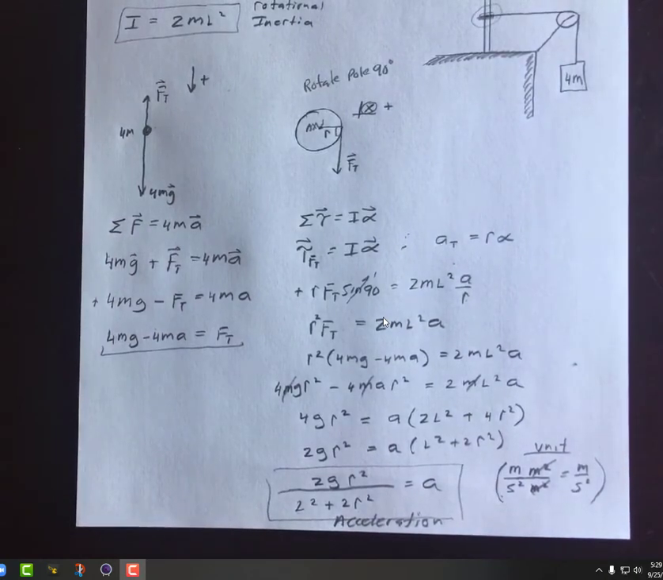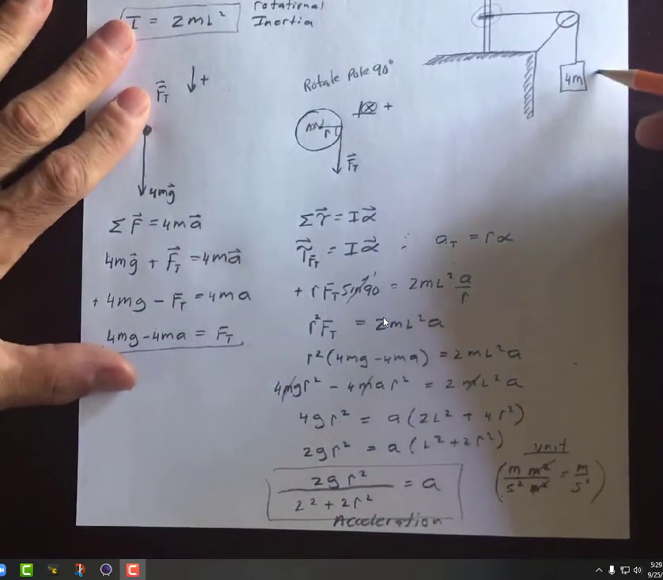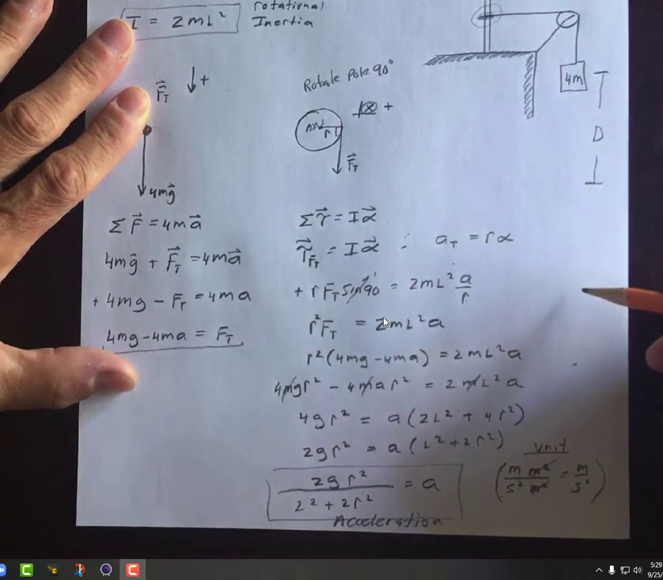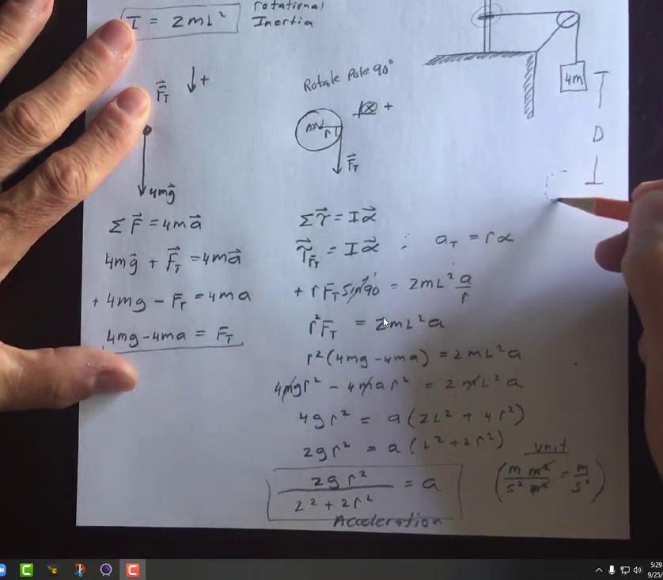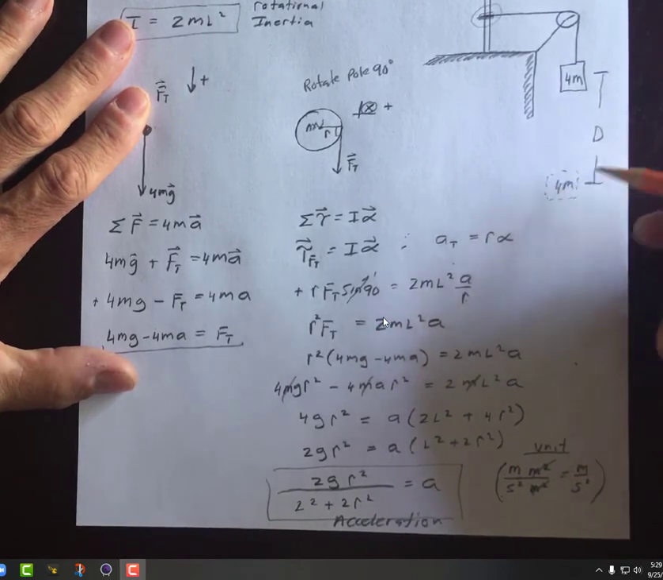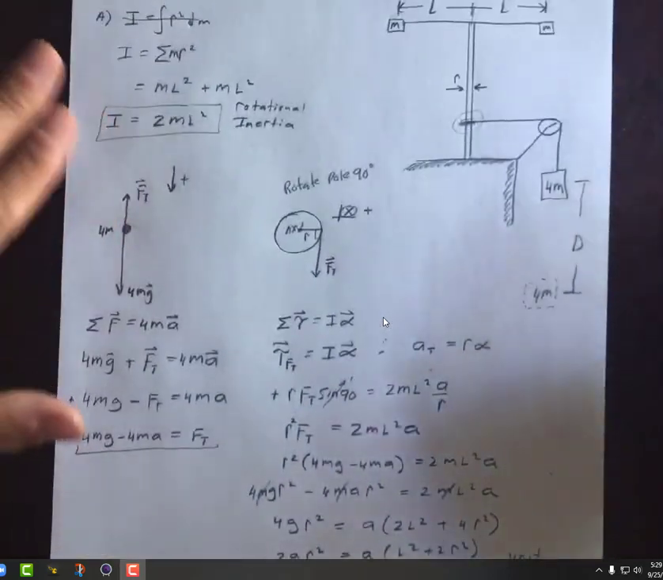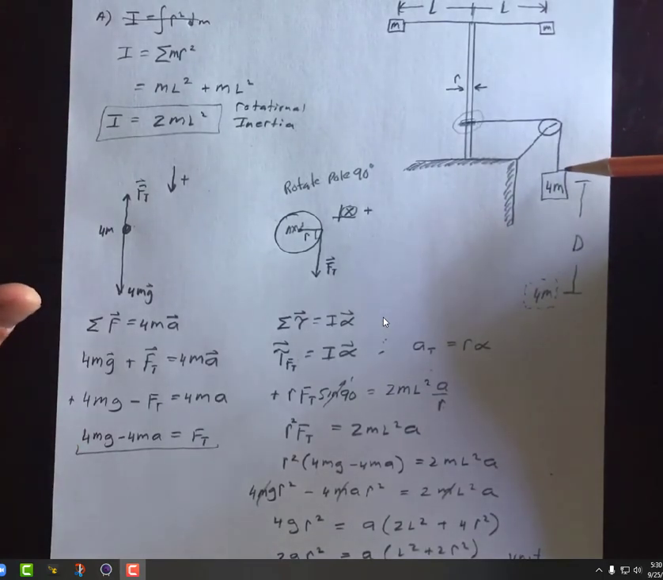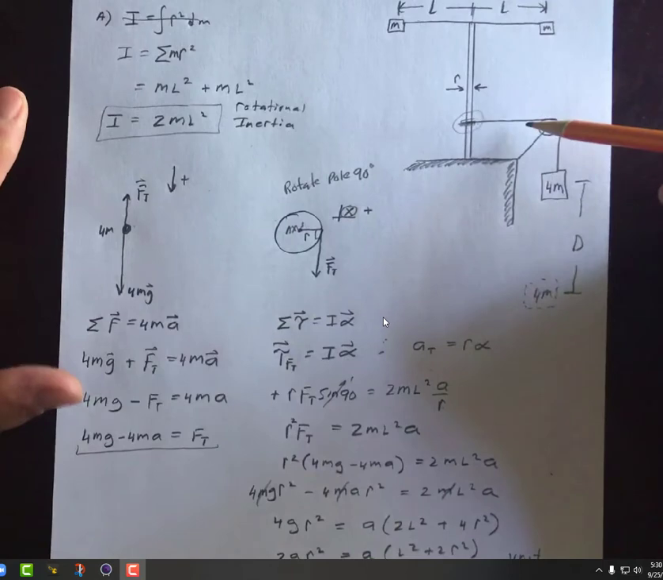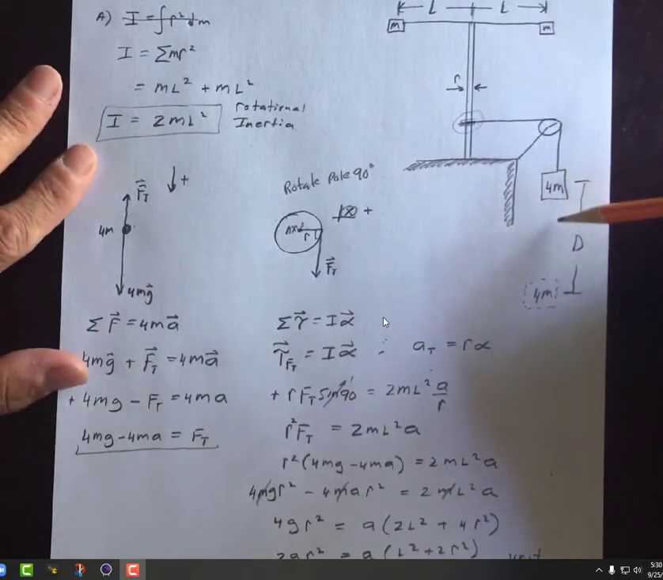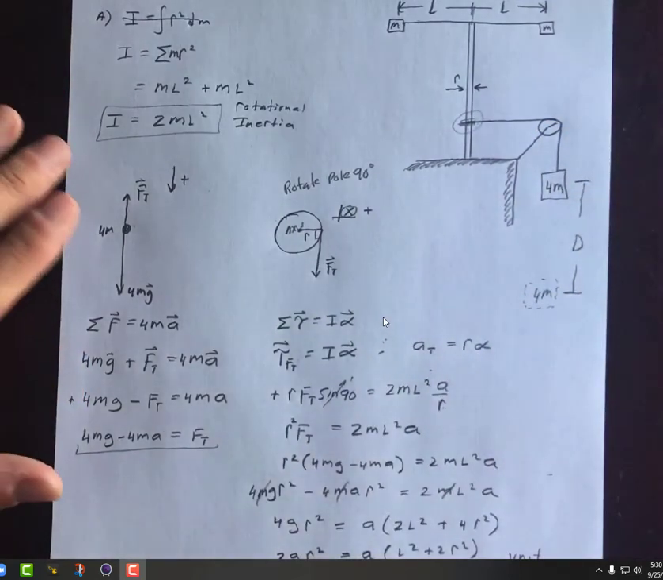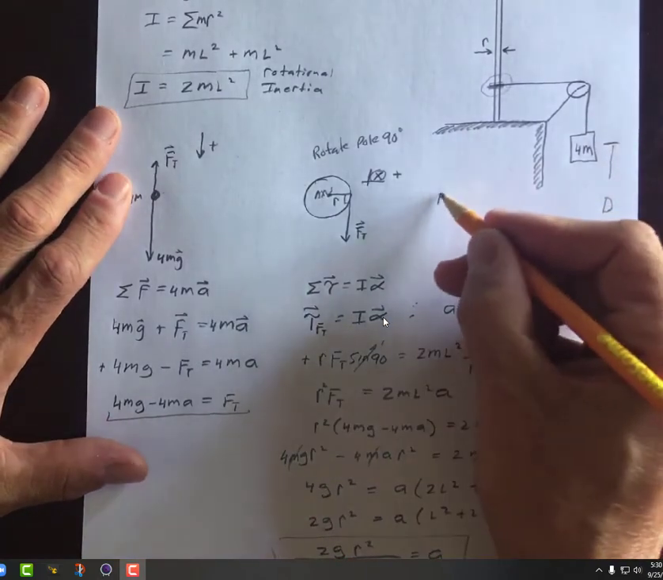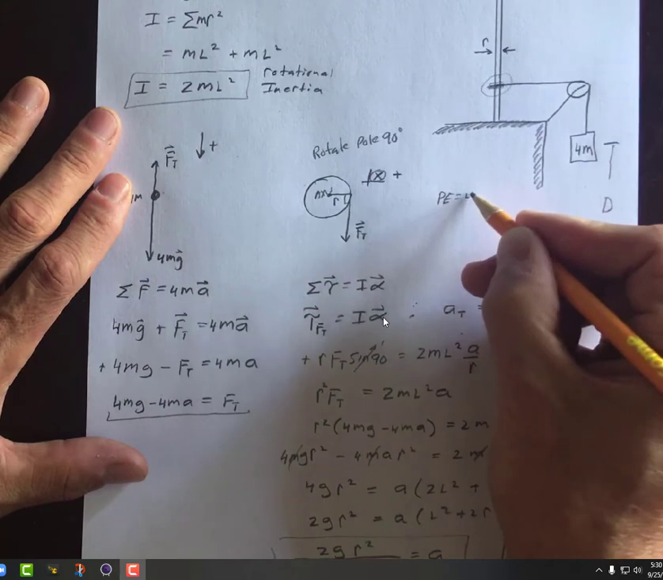Part C is asking, what happens when this 4m block falls downward a distance d? So 4m ends up down here. And they ask, how does the kinetic energy of this whole system compare to the value of 4mgd? So what I'm thinking in my mind is that this 4mgd value is connected to potential energy.